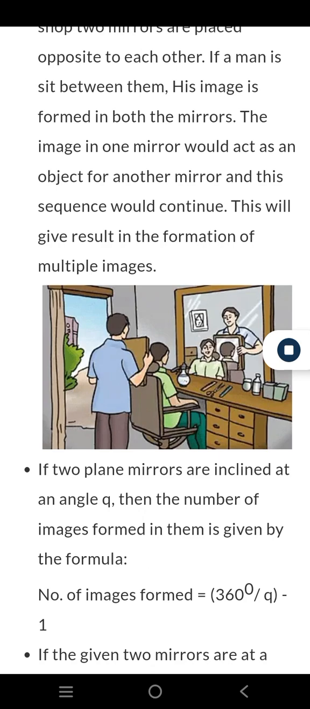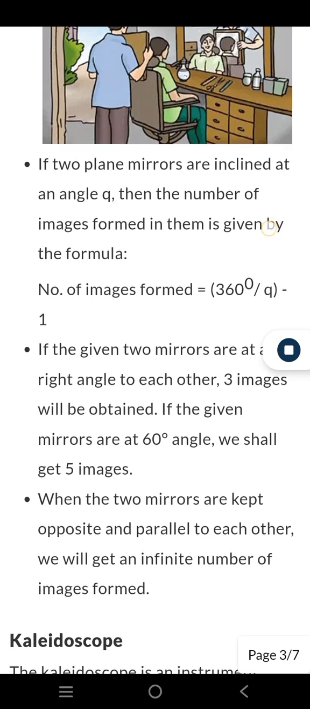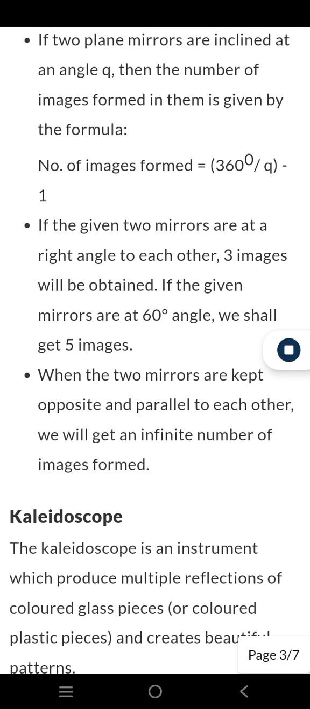If two plane mirrors are inclined at an angle θ, then the number of images formed in them is given by the formula: number of images formed equals 360°/θ minus 1. If the given two mirrors are at a right angle to each other, 3 images will be obtained. If the given mirrors are at a 60-degree angle, we shall get 5 images. When the two mirrors are kept opposite and parallel to each other, we will get an infinite number of images formed.